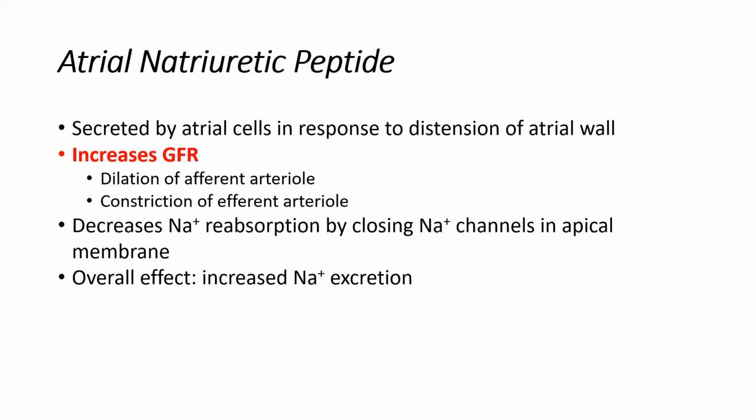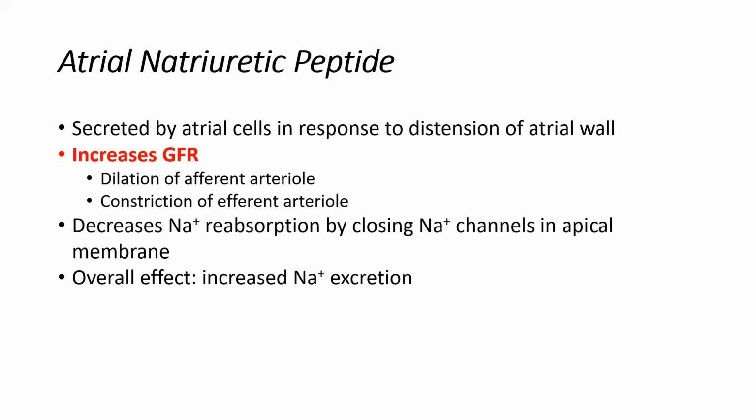So we talked about those leak channels on the apical surface of our principal cells in the distal tubule and collecting duct. And these cells are helping to reabsorb sodium. Now, if we have a lot of sodium already, because we have a lot of stretch on the atrial wall, which is indicating higher blood pressures and higher blood volumes, what we're going to want to do is decrease the amount of sodium that is being reabsorbed. So we're going to close those sodium channels and allow more of that sodium to stay in the filtrate and be excreted as a part of the urine.